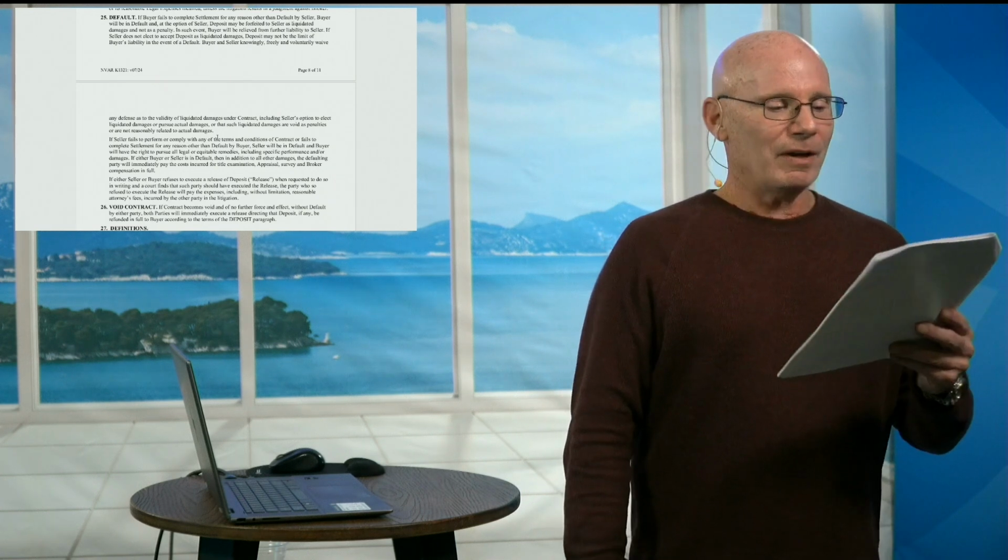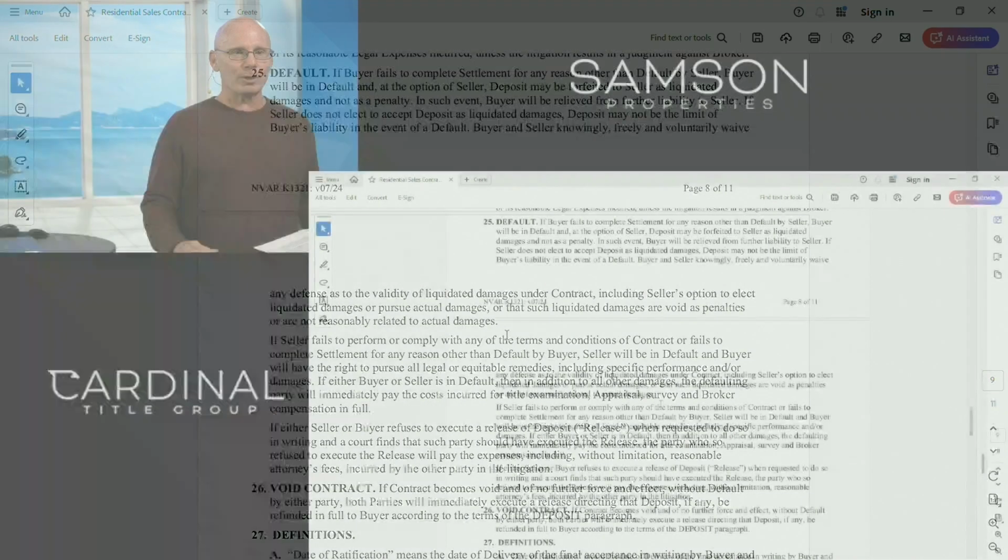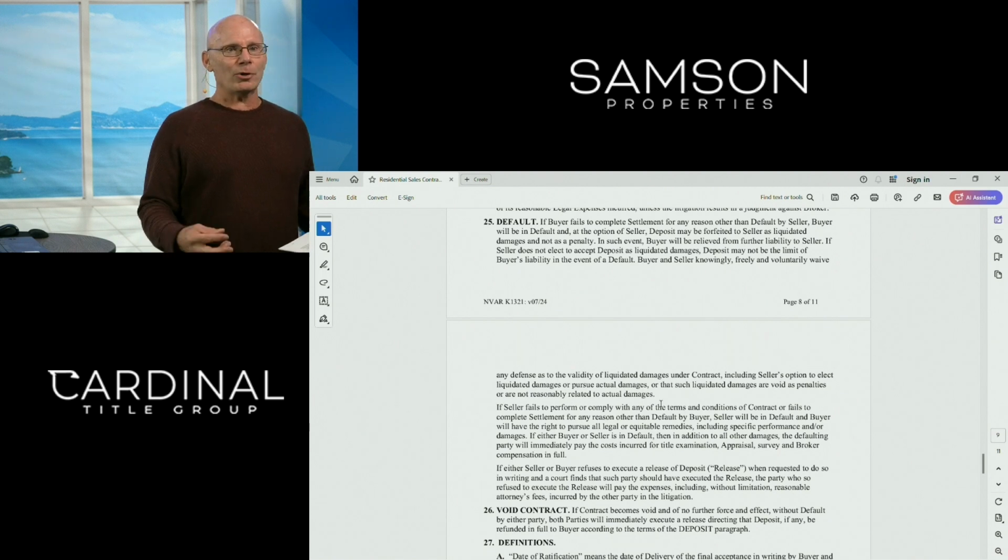So when it says, if either the seller or the buyer refuses to execute a release of deposit when requested to do so in writing, and a court finds that such party should have executed the release, the party who so refused to execute the release will pay the expenses, including without limitations, reasonable attorney's fees incurred by the other party in the litigation. So not only did the seller want to hold your money at bay, they could also be liable for your attorney's costs and court costs and all those extra costs. Do you think that seller wants more money flowing out of their pockets?